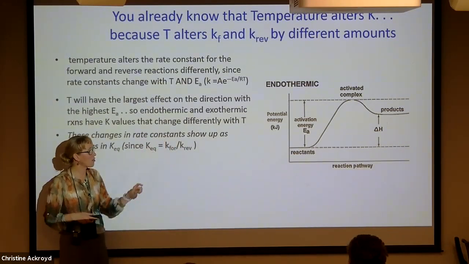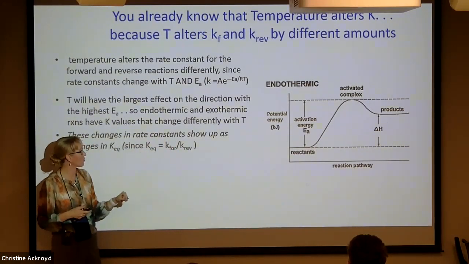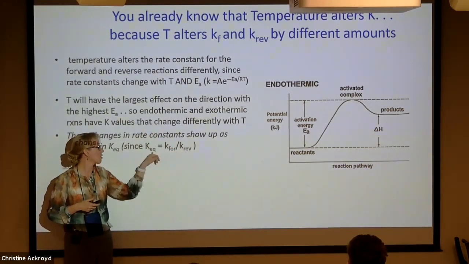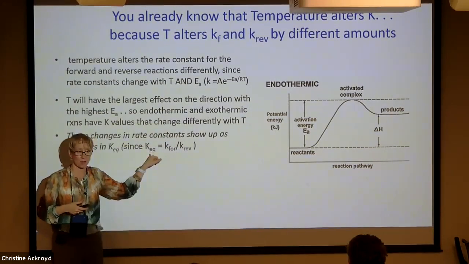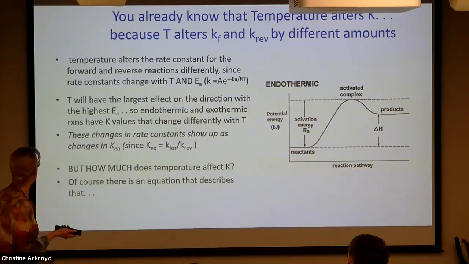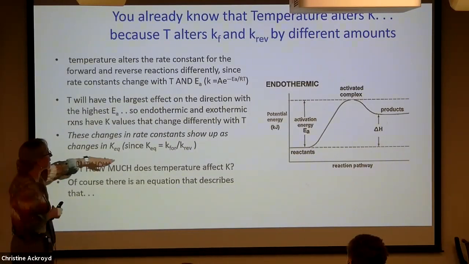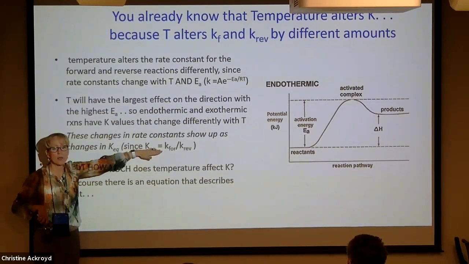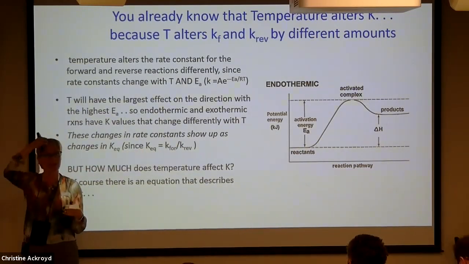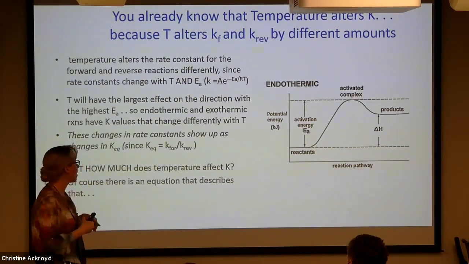If you have an exothermic process, it's the inverse of that. Which one is going to change the most? Reverse. So what happens to K? It goes down. Is it any harder than that? Not really, no. Okay, so conceptually, these relationships tell you what Le Chatelier would have predicted. It tells you whether the equilibrium constant goes up or down when you increase the temperature.